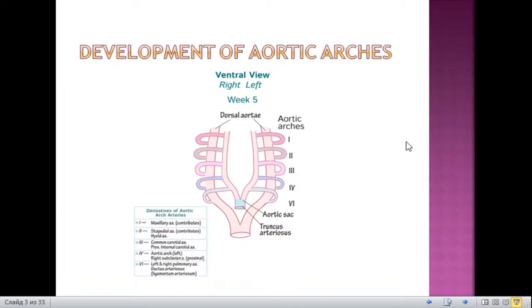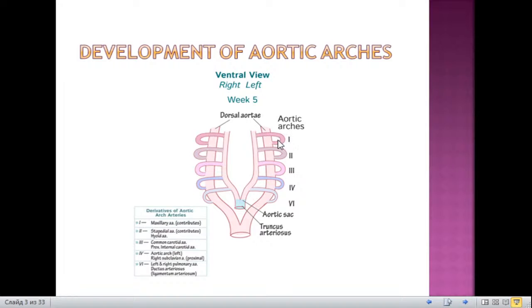Firstly, I told you that the blood supply of each organ is based on the development of this organ. So what do I mean? Maybe you know that our major arteries are developed from the aortic arches. So they are fetal blood vessels. In reality, around the 5th week of embryonic development, our fetus has 6 pairs of the aortic arches. They are shown here on the picture.